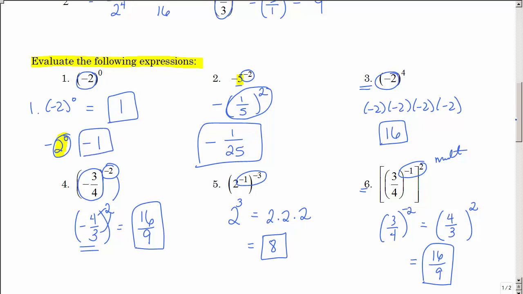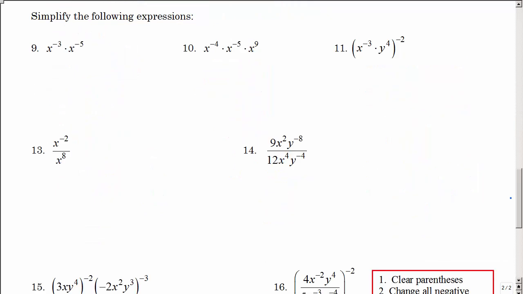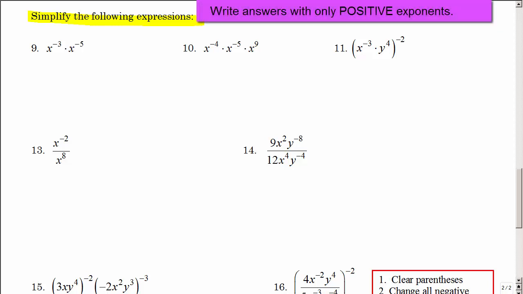Got to be careful. Now let's apply them to algebraic expressions, and we're going to simplify these expressions, and we don't want to write any answers that have negative exponents. All exponents should be positive in our final answer. Okay? So we can work these problems lots of different ways. The first thing I'm going to do is try to make everything positive. So what is that? That's 1 over x cubed times 1 over x to the 5th, which is 1 over x, same base, add those exponents.